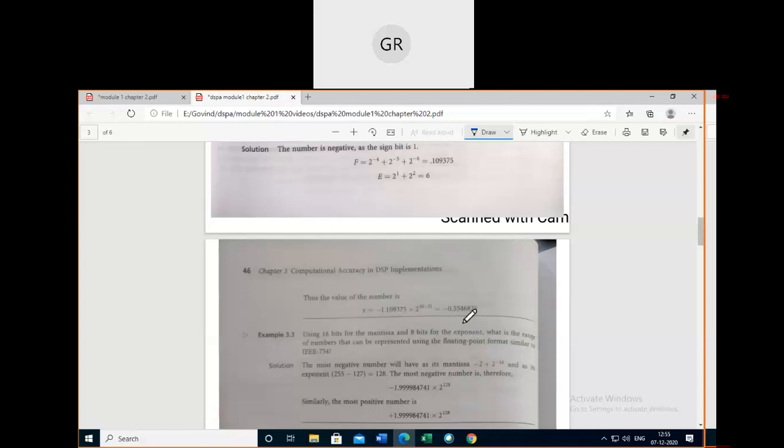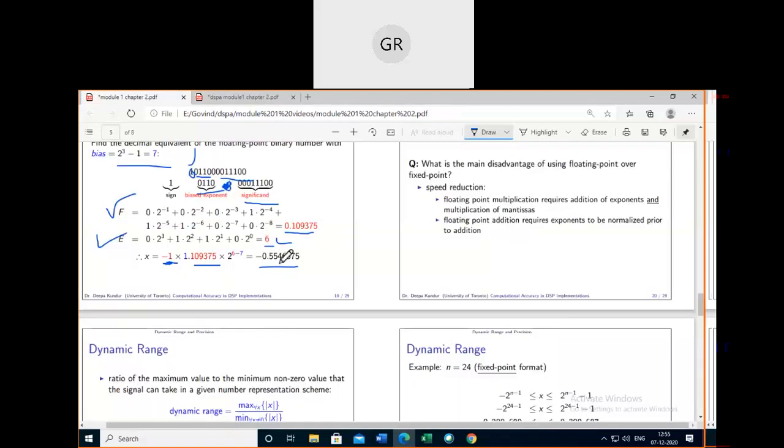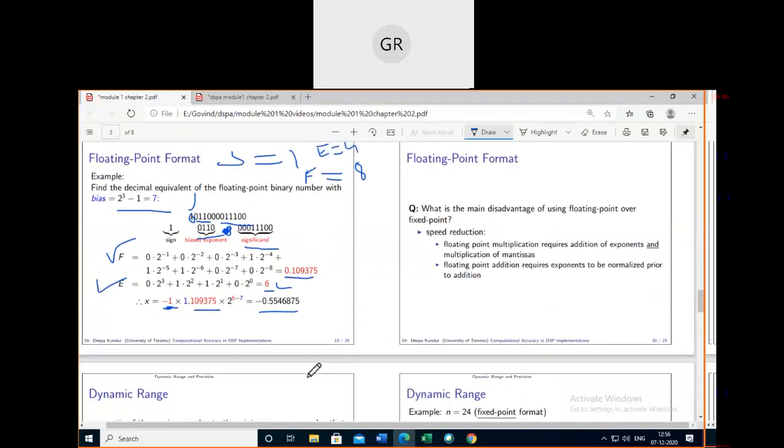Same problem here. Minus 0.5546875. Just remember this. It's very important. Go through this problem, it's very important.